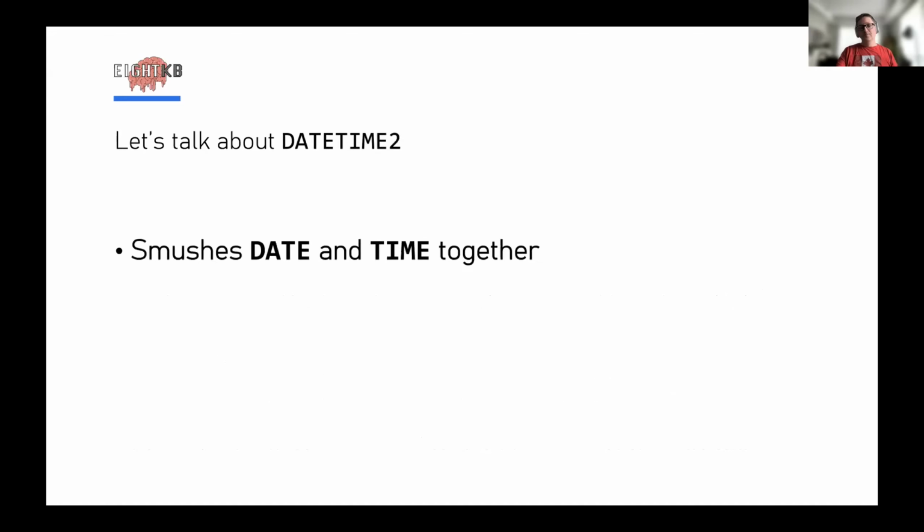So datetime2 smushes date and time together. We've spoken about the smushing, it's a technical term. This is completely byte swapped. So if you look at it on disk, you'll see the time portion backwards first, then you'll see the date portion backwards, because everything's backwards.